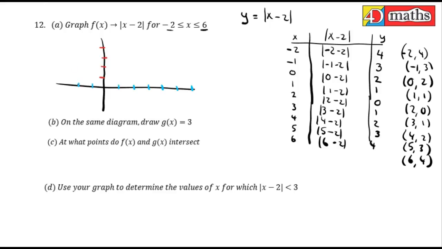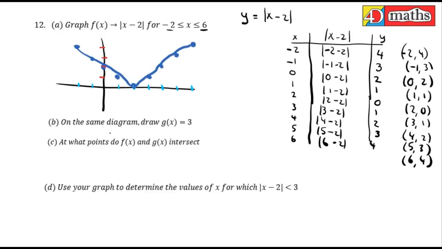Okay, so the first point is (−2, 4), (−1, 3), (0, 2), (1, 1), (2, 0), (3, 1), (4, 2), (5, 3), (6, 4). So here's my graph, something like this.